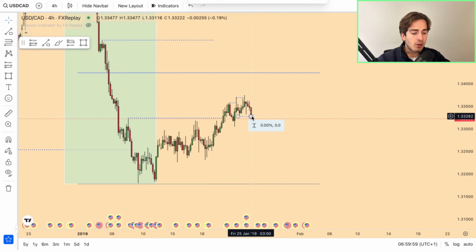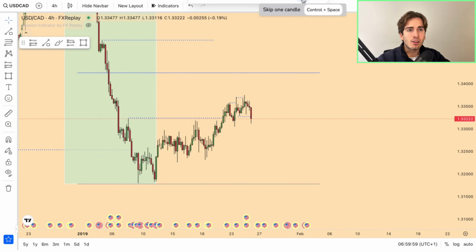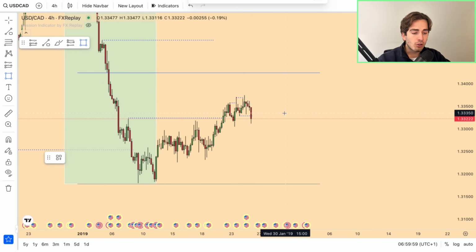So this here is Friday, it's 3 a.m. So not obviously an ideal time to actually take trades on. But when I'm backtesting, I don't really look at the trading times. I just focus purely on, hey, do we have a valid setup or not? And then later I'll look at the actual trade data itself.